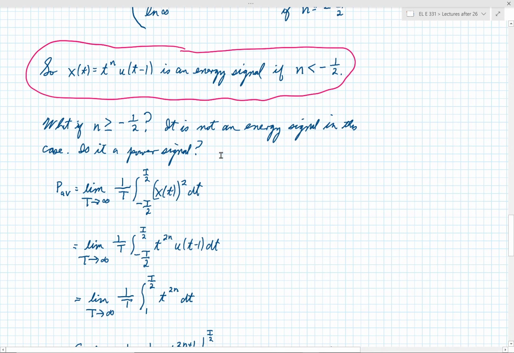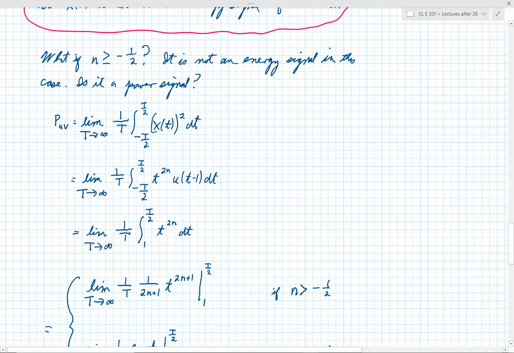Well, remember, to determine if something is a power signal, you need to look at the average power and see if it's finite. Now, remember that if a function is a periodic signal, to look at the average power, you just look over one period. But this is not a periodic signal, so what we do is we look at the limit as t goes to infinity of 1 over t times the integral from minus t over 2 to t over 2 of x of t squared dt. Okay.